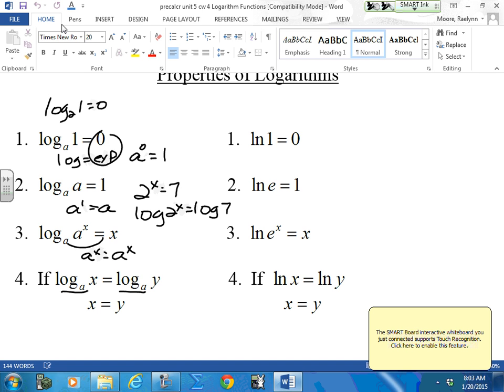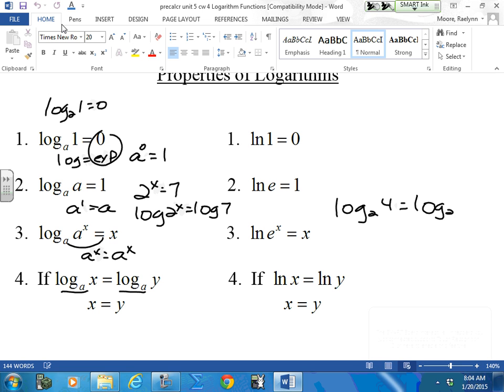So if I do this, these logs I can take away, and 4 is equal to x. I can put logs on both sides, I can take logs away from both sides. So that was one of our best features of doing a log.